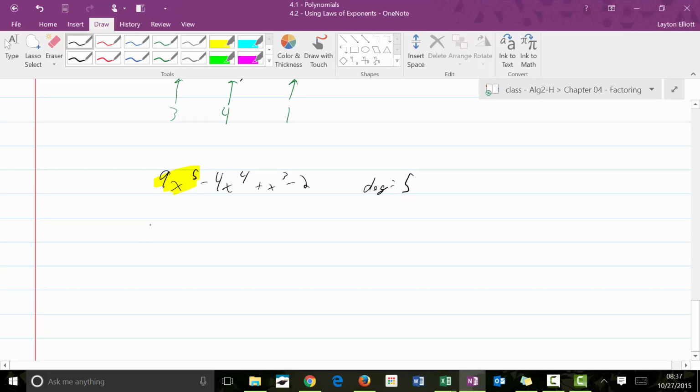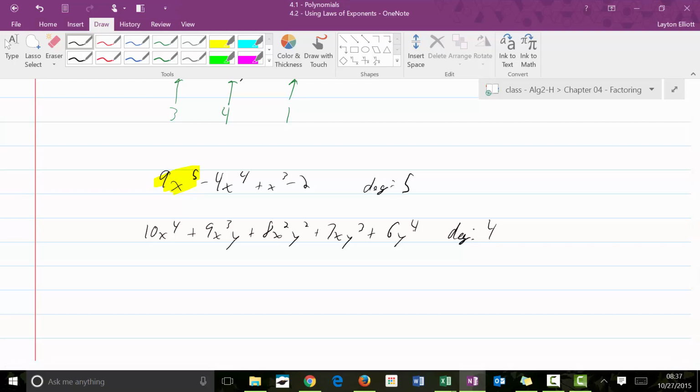You're going to see a lot of times something like 10x to the 4th plus 9x to the 3rd y plus 8x to the 2nd y squared plus 7x y cubed plus 6y to the 4th. And that has a degree of 4 regardless of which variable you look at. In fact, every single monomial present in there has the same degree. But it's descending order relative to the x's and it's ascending order relative to the y's.